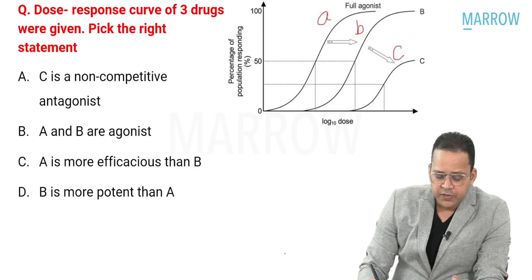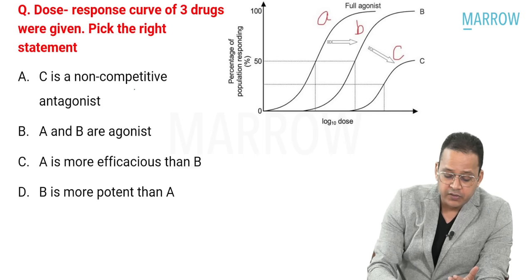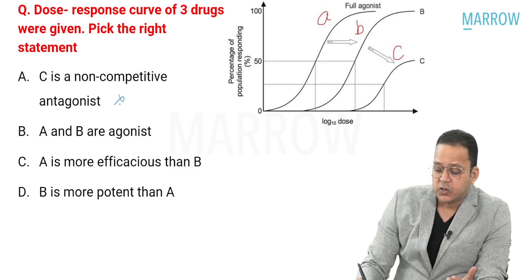Dose response curve of three drugs were given. Pick the right statement. It's an easy one, guys. Let us have a look at the options. C is a non-competitive antagonist. This is false. This is not correct.